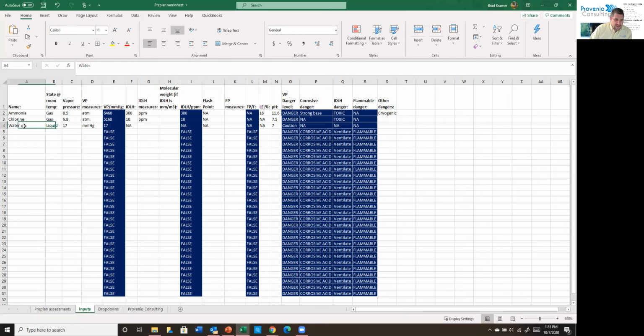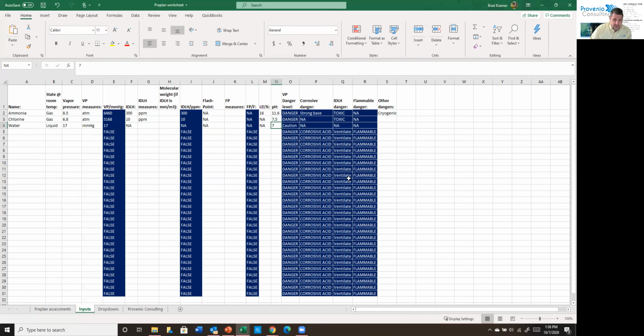So let's look at one that doesn't have any toxic properties. So water, I added water. So liquid. So we selected liquid. Its vapor pressure is 17 and it's in millimeters of mercury. So it automatically just puts 17 millimeters of mercury because that measurement is what it's already in. Does not have an IDLH, so I leave that blank. It doesn't have a flash point. It does not have an LEL, and its pH is neutral, 7.